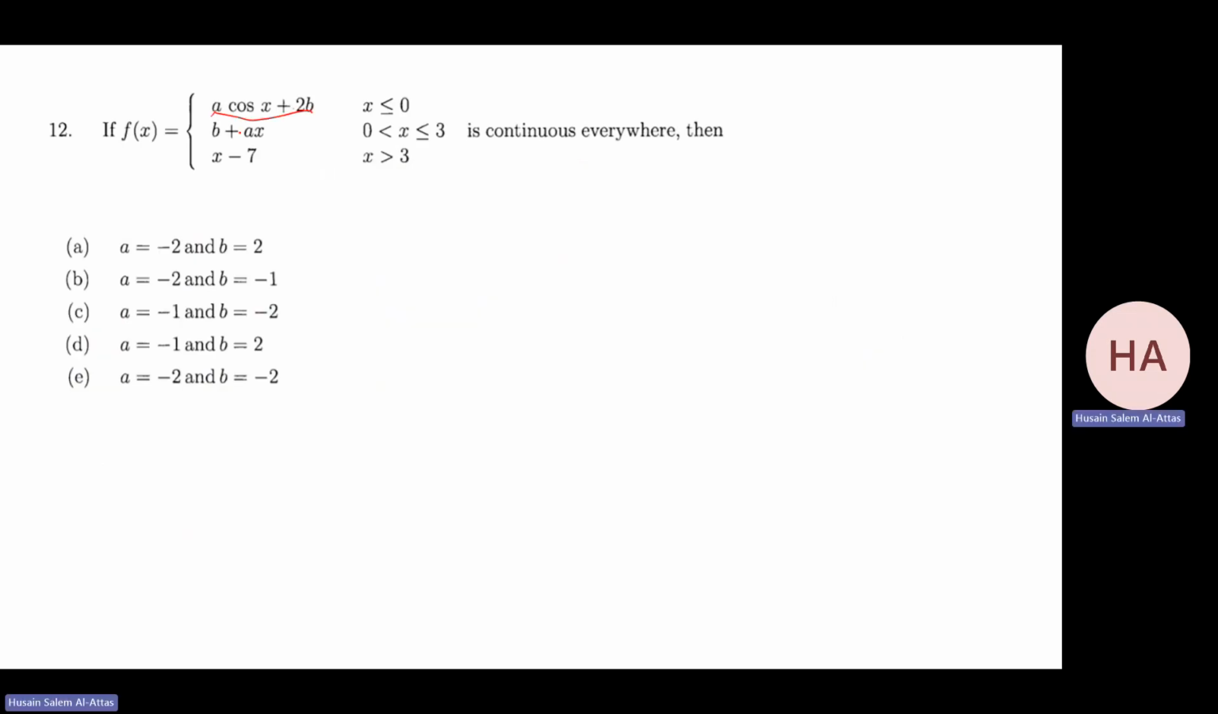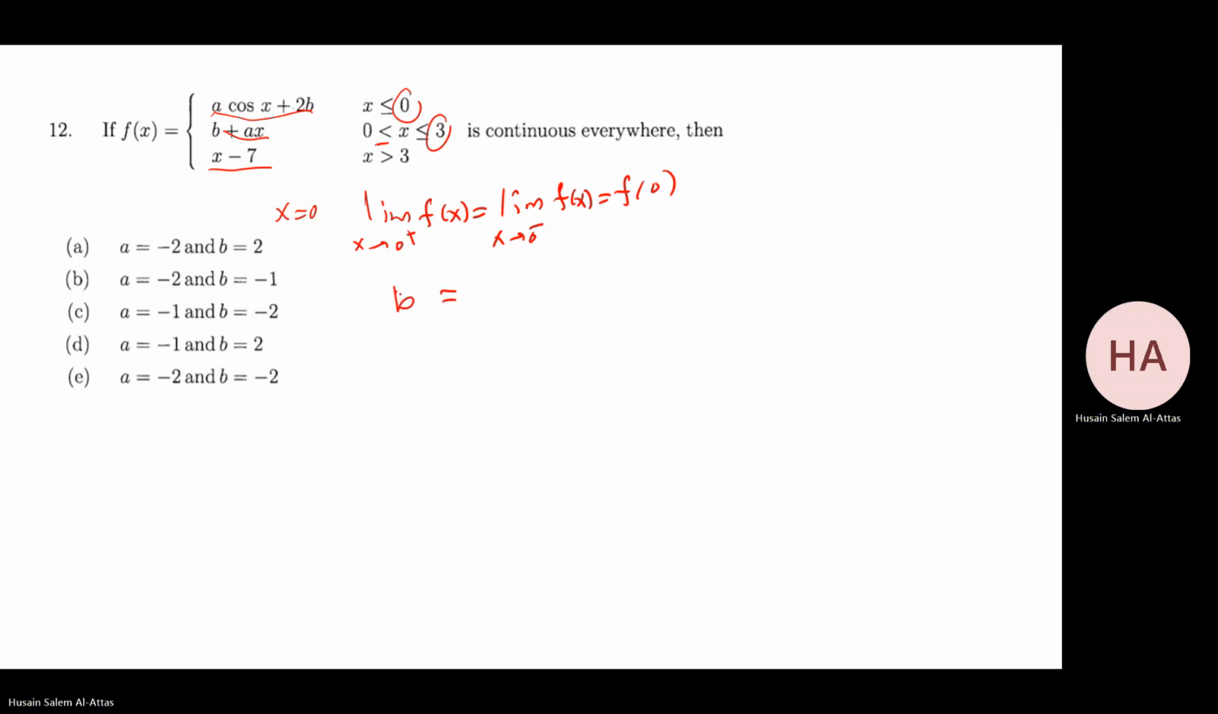Continuous everywhere. Everything is continuous. I need to check this. x equals zero. You have the limit as x goes to zero from right, equal to the limit as x goes to zero from left, equal to f at zero. From the right, I am here, that will be b. From the left, I am here. It will be what? a cosine zero, which is 1a, plus 2b. That means a plus b equals zero, so a equals minus b.